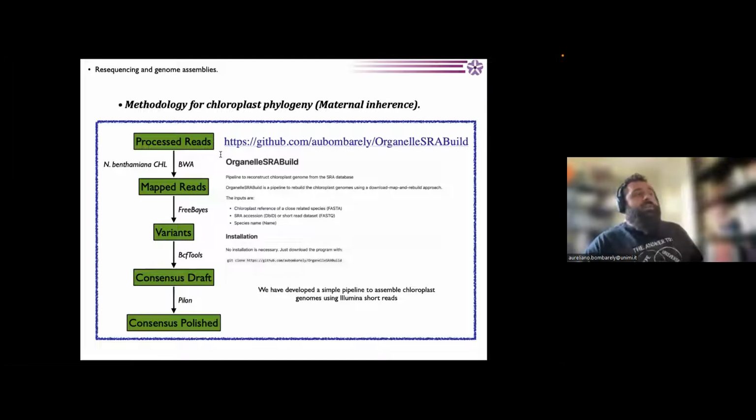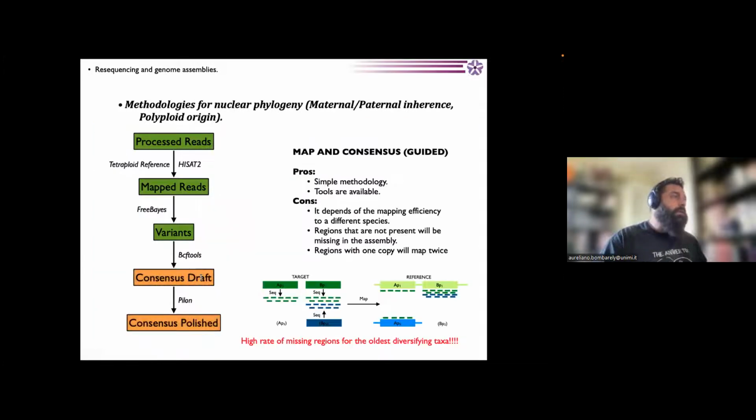For the chloroplast phylogeny, we wrote a script that can be accessed through GitHub if you are interested. Basically, it downloads the accession from GenBank, so the only input you need is the accession number. The program downloads the accession, maps it to a chloroplast reference, calls the variants, conducts a consensus once you have the variants, and then polishes the consensus assembly based on the reference with Pilon. That is for the chloroplast, and in some ways it is the easy part.